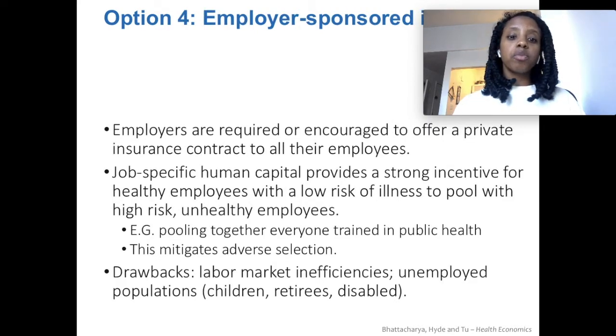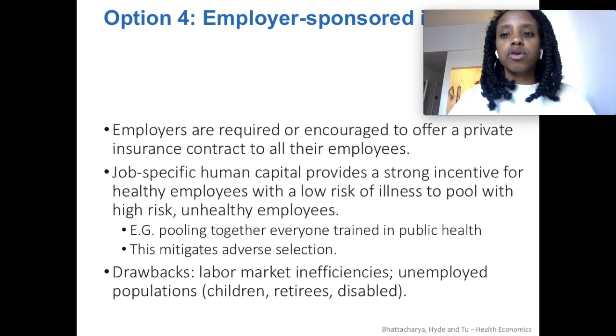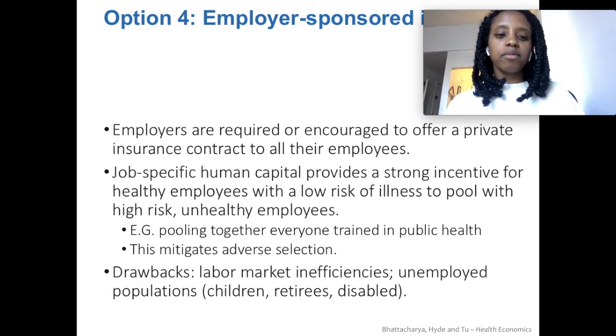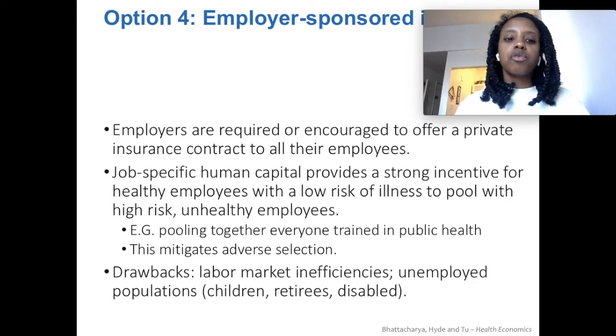Option 4 is employer-sponsored insurance markets. We have this in the United States. Under this kind of system, employers are required or encouraged to offer a private insurance contract to their employees. It helps with adverse selection because everybody who works at the same job is being pooled together. The high risks and the low risks all work at the same place, and you're all pooled together for this insurance pool. That's the benefit of employer-sponsored markets.